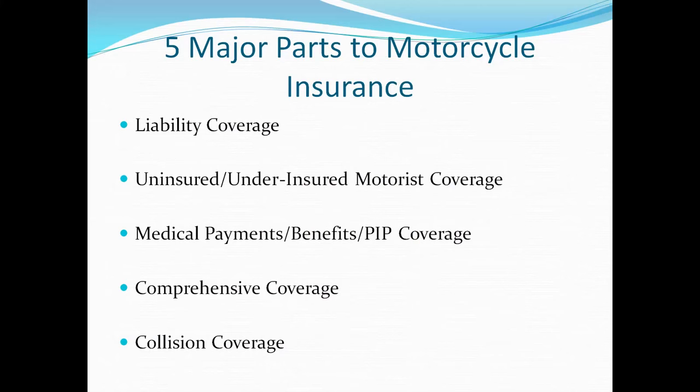There are 5 major parts to motorcycle insurance, and they're the same 5 components as what you would see in an auto insurance policy. They are liability coverage, uninsured and underinsured motorist coverage, medical payments coverage, comprehensive coverage, and collision coverage. We're going to go over each one.